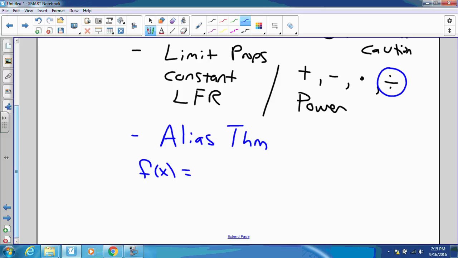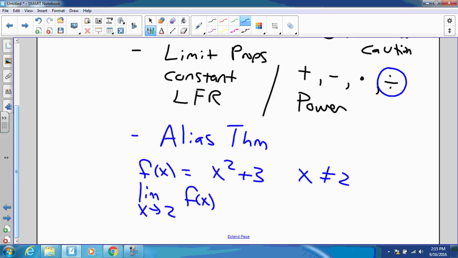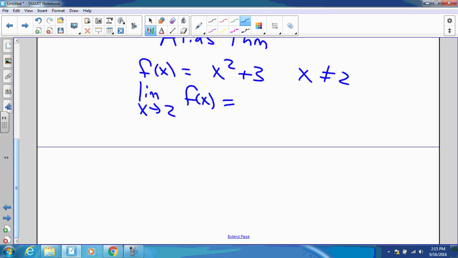So for example, if I have f of x equals x squared plus 3, where x is not equal to 2, and I ask what is the limit as x goes to 2 of f of x, well, I know a function that is equal to f except when x is 2, and that is x squared plus 3. So I can replace f of x with its alias function, x squared plus 3, which is exactly equal to f except at x equals 2, and evaluate this limit now directly, giving us that. So that's a use of the alias theorem in which there is no cancellation or anything involved.